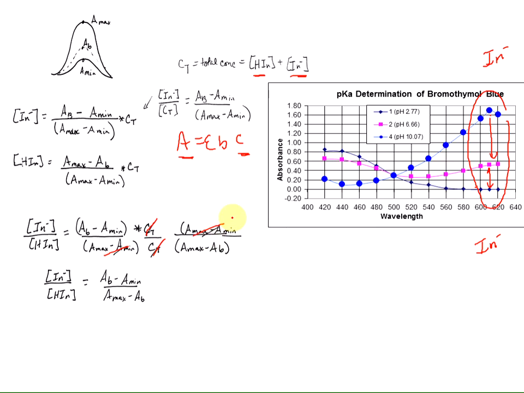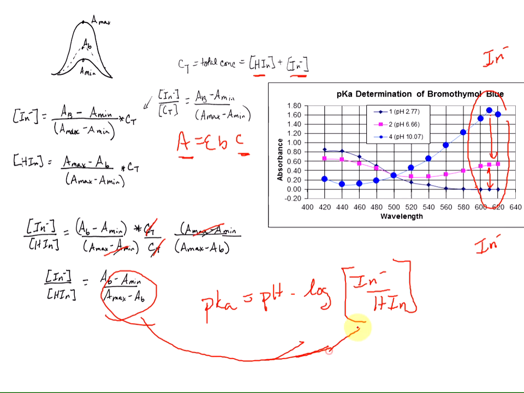So this leaves us with the ratio of the IN minus over the HIN is equal to the AB minus the AMIN over the AMAX minus AB. This is what we need for the Henderson-Hasselbalch. So the pKa equals the pH plus the log of the IN minus over the HIN. So we can use this value to substitute in for here, and take the negative log of our H and use the pH that we measure from our pH meter, add those together to get the pKa. Then to get the Ka, we take 10 raised to the negative pKa to get our Ka value. And that's our goal of the lab, is to determine that Ka of our indicator, bromothymol blue.